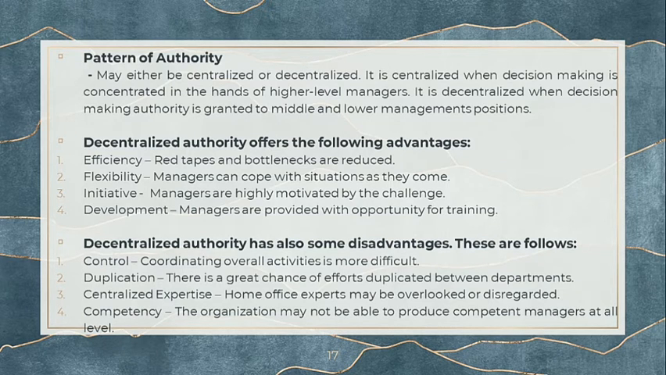So we will go into disadvantages. Number one is control. Coordinating overall activities is more difficult. Number two is duplication. There is a great chance of efforts duplicating between departments. Number three is centralized expertise. Home office experts may be overlooked or disregarded. Number four is competency. The organization may not be able to produce competent managers at all levels.